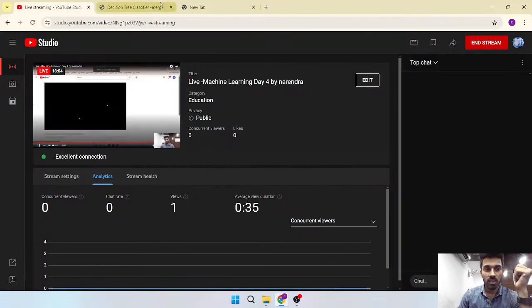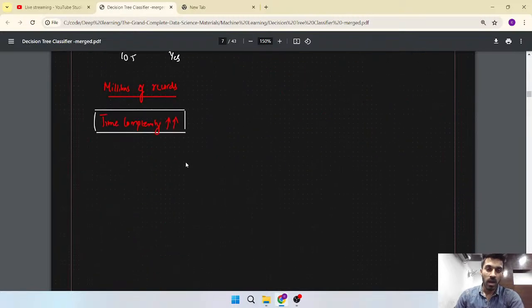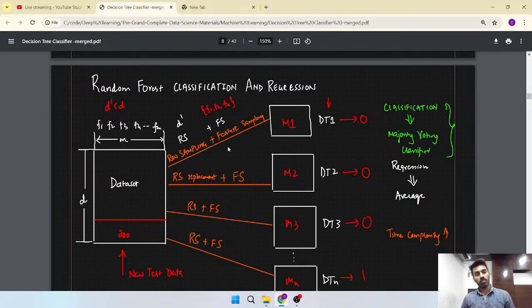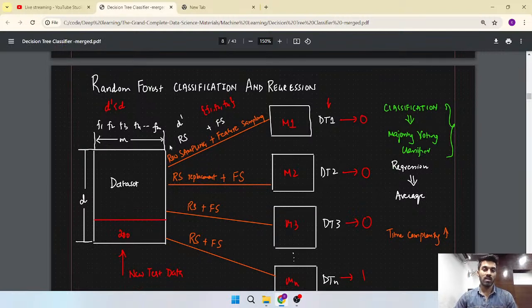So now let's continue our discussion on decision trees. We are now discussing random forest classification and regression. We know that random forest is nothing but a collection of many decision trees, or we can say many weak learners. There are two types of ensemble techniques: one is bagging and the other is boosting. We will learn boosting after some time. Random forest comes in the category of bagging.